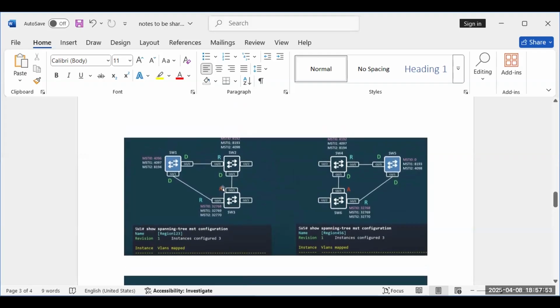If you go and see the bridge priority that is configured, the default MSTI instance 0 region, instance 0 is 4096 for this segment of the network, and for this segment we configured it as 0. So what happens if you consider only this segment? This is elected as root bridge. Both are designated ports on the root bridge.